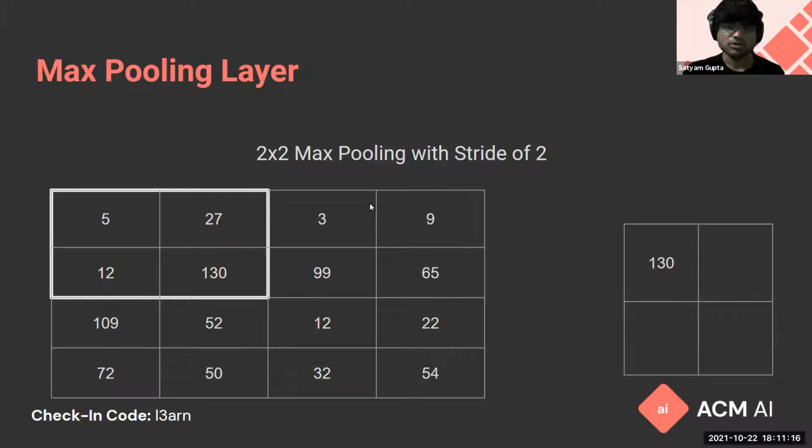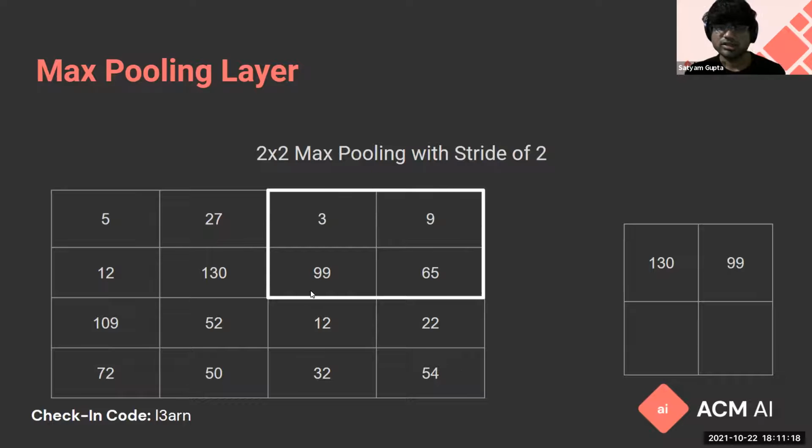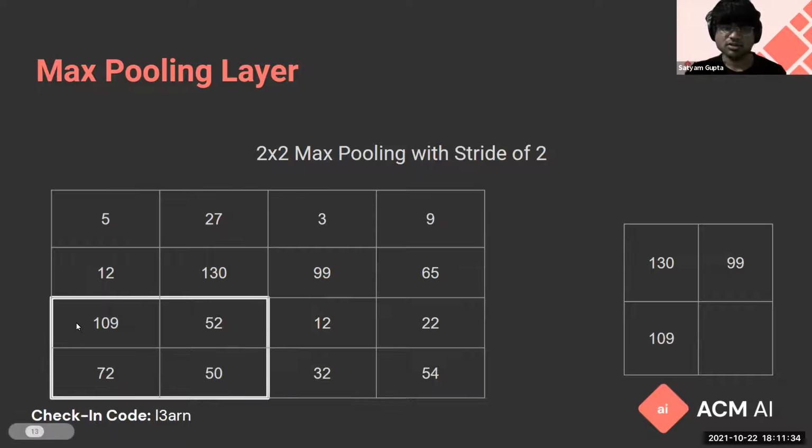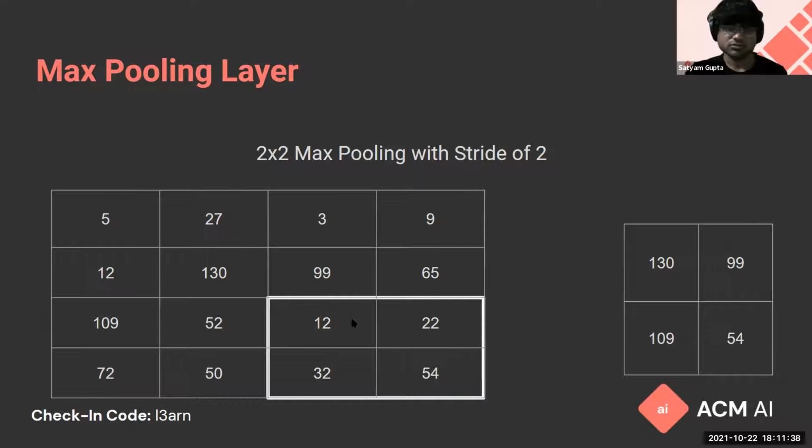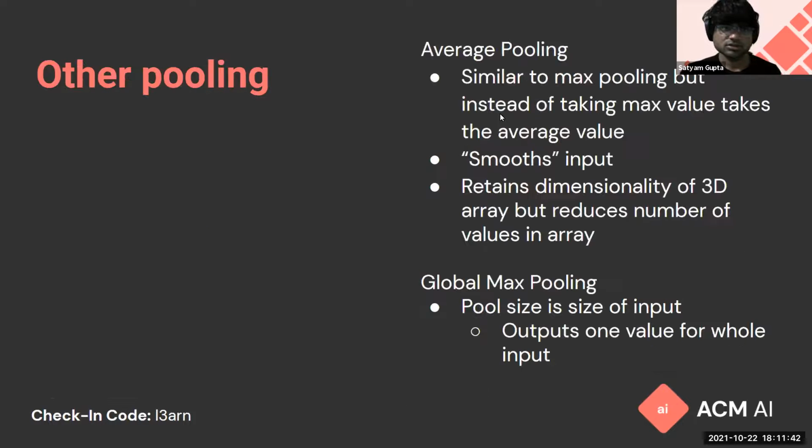In the next one, we're going to do 3, 9, 99, and 65. So that's what the stride means. And what we are doing at each step is basically choosing the maximum. So 5, 27, 12, 130, we choose 130. 3, 9, 99, 65, we choose 99. We choose 109, we choose 54. So that's the max pooling layer.